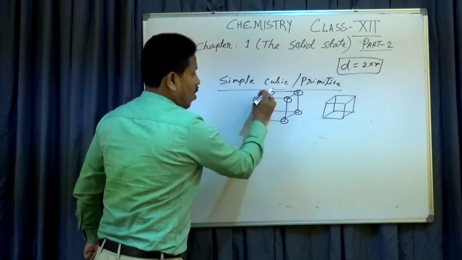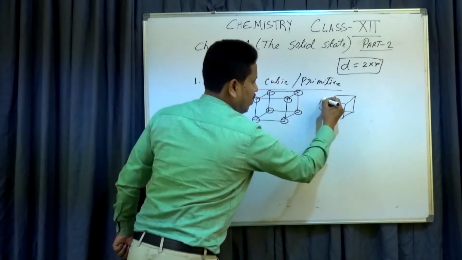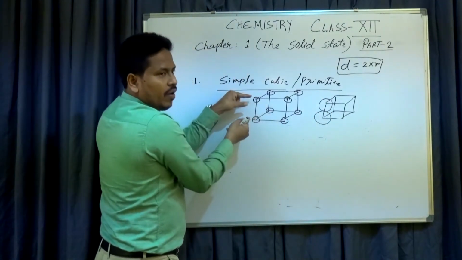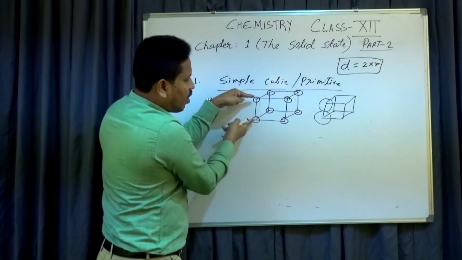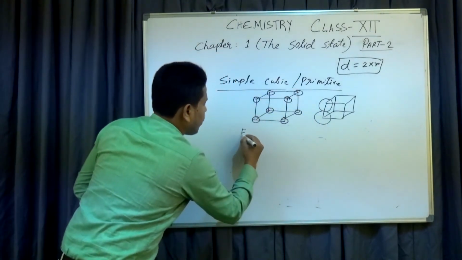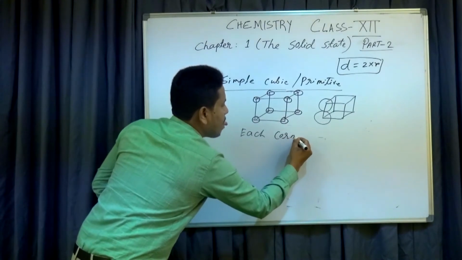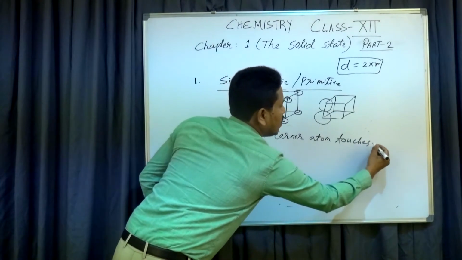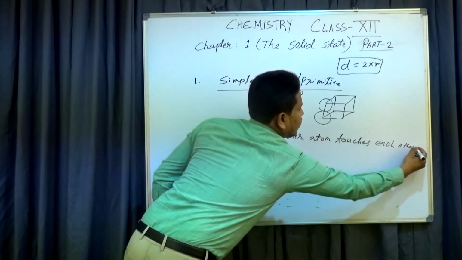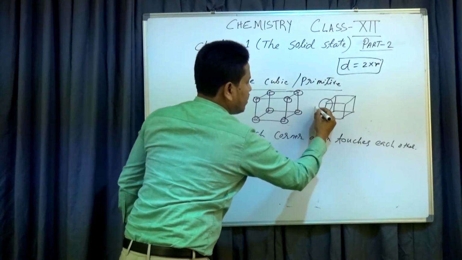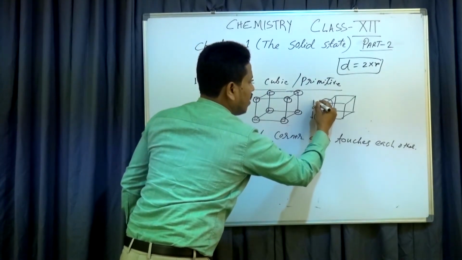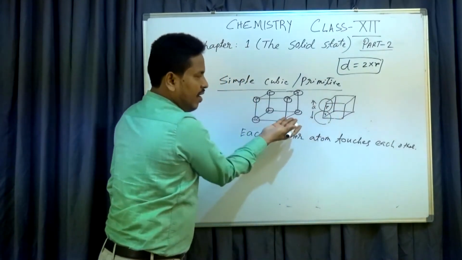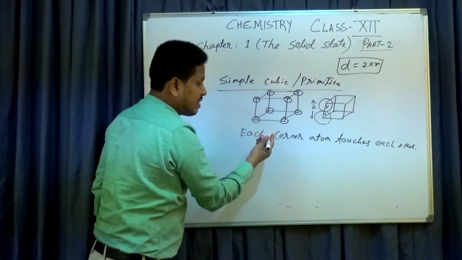In simple cubic, the corner atoms are touching each other. Like this is an atom, this is an atom. We are writing in this way for representation, but actually each corner atom touches each other. This is the edge length. This is the radius of the atom. It is clearly visible in simple cubic, a primitive unit cell.